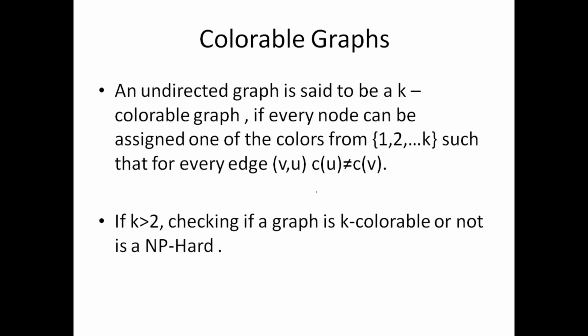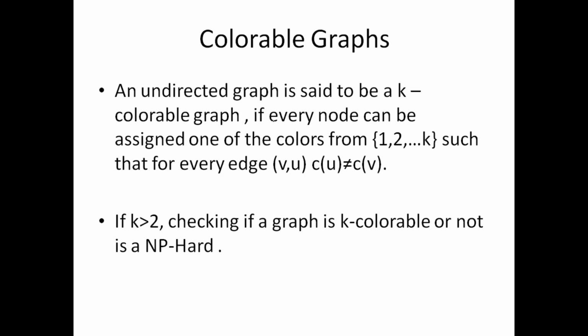Let's define what are known as colorable graphs. An undirected graph is said to be k-colorable if every node can be assigned one of the colors from 1 to k, such that for every edge u comma v, the color of u is not the same as the color of v. That means you are given k colors, and every node can be colored with one of these k colors. You should be able to color in such a way that no two adjacent nodes have the same color. If you take any edge, the endpoints should necessarily have different colors. If such a coloring is possible, then we say that this graph is k-colorable.